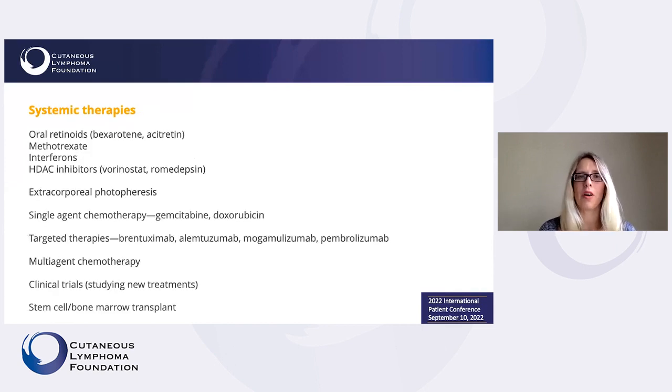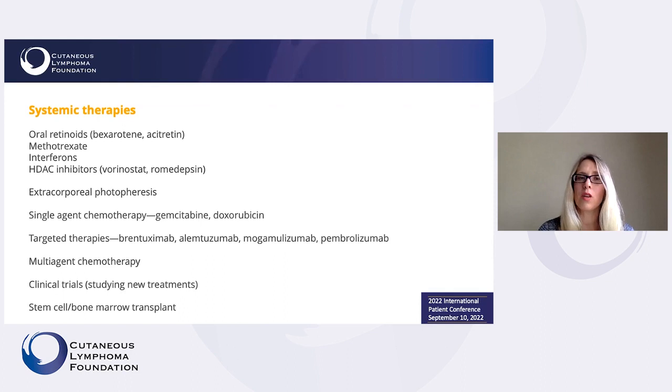Then we have systemic therapies. There's a variety of these. There's oral medicines that can be given, especially oral retinoids, which are pills that you take to help fight off the cancer. There is a medication called methotrexate, which is also a pill or sometimes an injection. There are injectable medications called interferons, which rev up your immune system to fight off the cancer. And then there are other medicines called HDAC inhibitors. There's an oral one called vorinostat and an IV one called romidepsin that are useful in treating some cutaneous lymphomas.